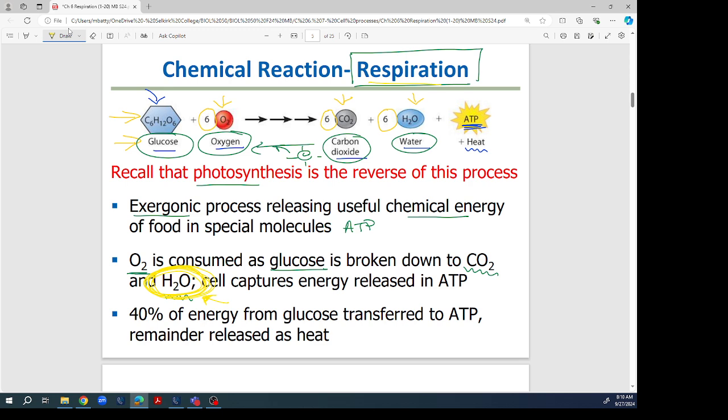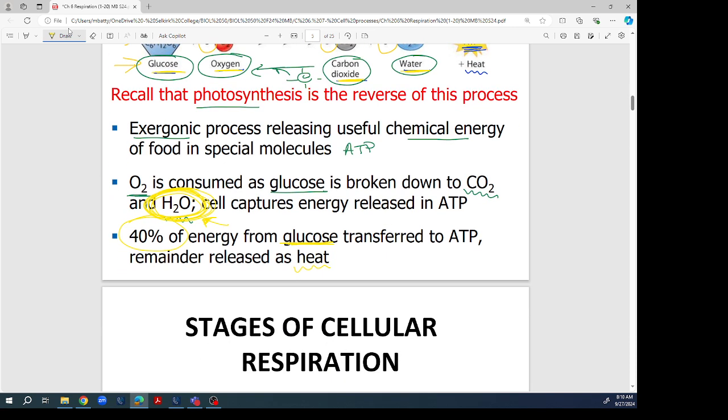But we're going to focus on accounting for the glucose and oxygen going in, and then the things that come out, the carbon dioxide, the water, and the ATP molecules. It's about 40% of the energy in a molecule of glucose. It's not 100% efficient on a cellular process, and the balance would be released as heat. And so that kind of accounts for the energy, because we can't create or destroy energy in a chemical reaction.